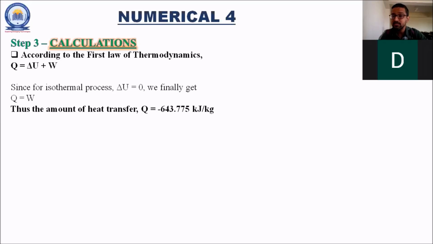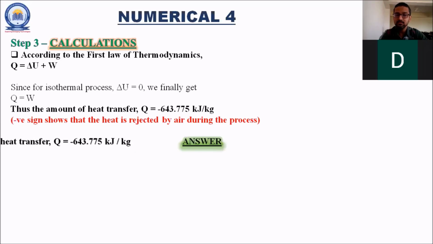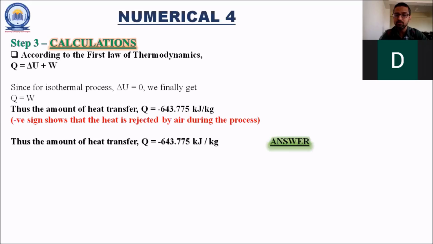643.775 kilojoule per kg. Again, the answer of Q comes out to be negative. So we will be mentioning the comment. The negative sign shows that the heat is rejected by the air during the process. This is the final answer, that is the amount of heat transfer Q is equal to minus 643.775 kilojoule per kg.